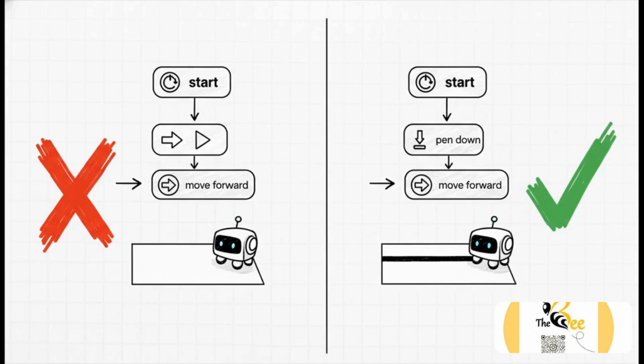And that right there, that's the absolute core of programming, isn't it? The computer doesn't guess. It doesn't assume anything. If you forget a step, no matter how obvious it seems to you, it just won't happen. You've got to be super, super specific. All right, feeling good? Let's keep going.